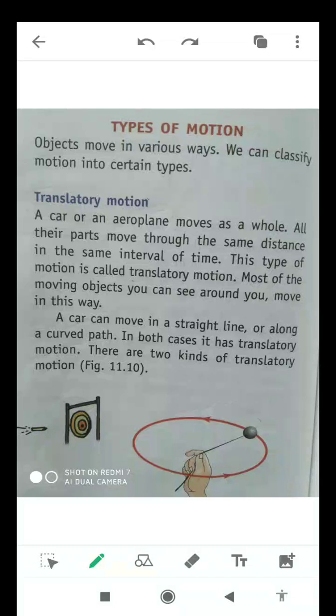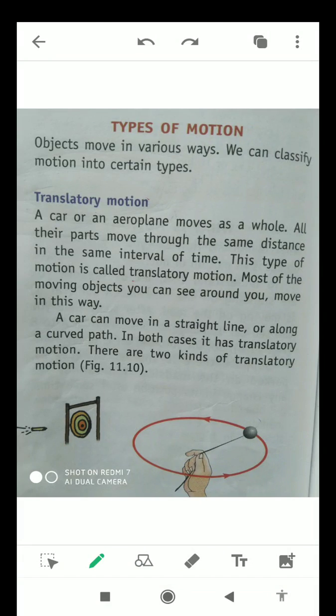Today in video number 27, I will tell you about types of motion. Okay students? As you know, objects move in various ways. We can classify motion into certain types. So the first type of motion is translatory motion.